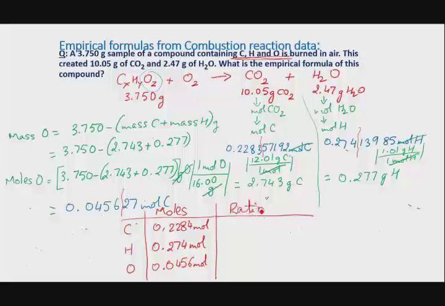Once you know the moles of all the elements, the next step is the whole number ratio, by dividing each of the moles by the smallest. When you do that, the whole number ratios come out to be as such, which means that the empirical formula for this compound equals C5H6O.